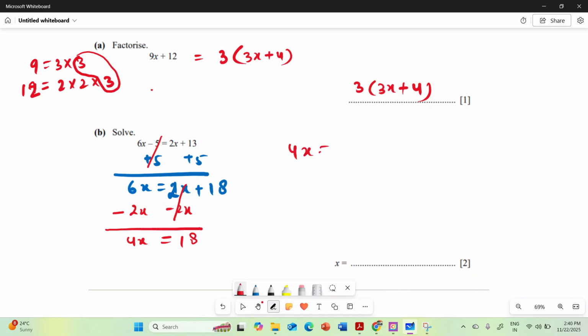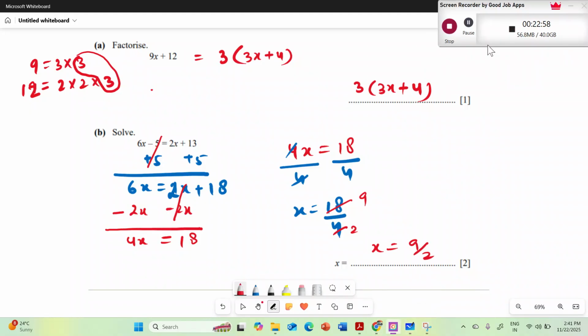Now I have 4x equal to 18. Now divide by 4, divide by 4 on both sides. So this cancels out. So x equals 18 by 4. Two 9s are 18, two 2s are 4. The value of x is 9 by 2. This is the answer of this question.